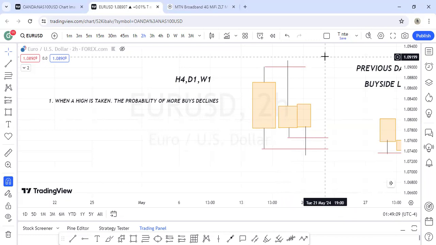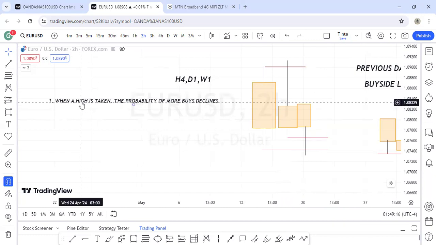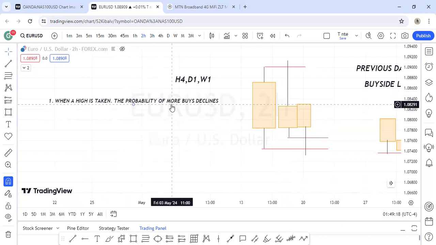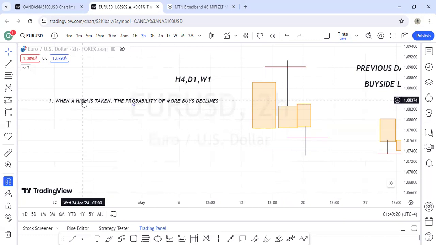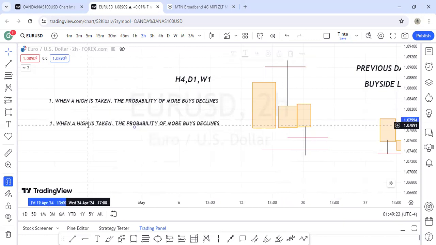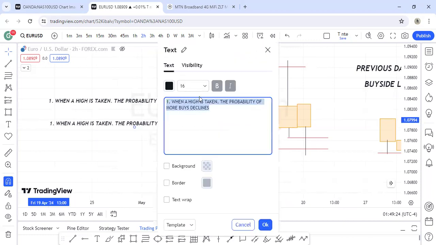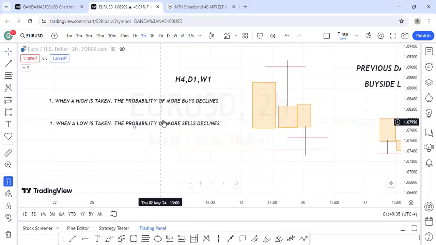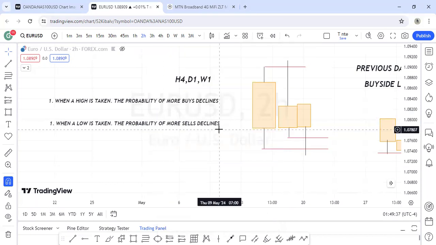It's impossible. Note that I didn't say it's not possible. I cannot continue buying, but it declines. And also the reverse, whenever a low is taken, the probability of more sales declines, right? Just the opposite. If you understand this, you're good.